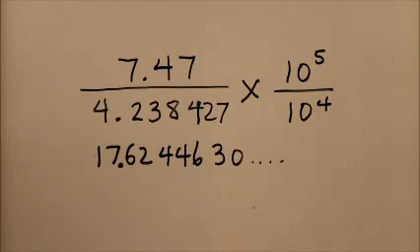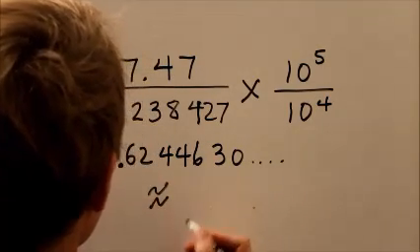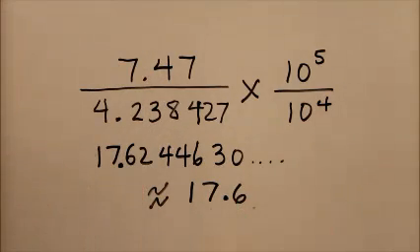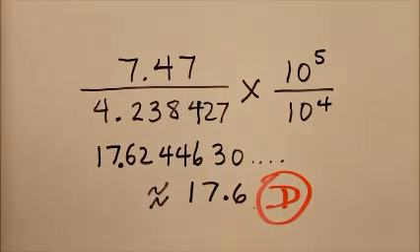In an expression like this, we can just write it out as an ordinary number, and when we round this off to 3 significant digits, we get 17.6. And that, dear viewers, is choice D.